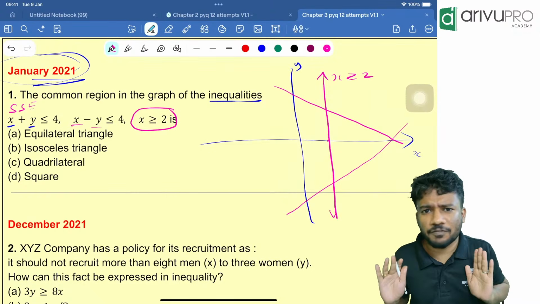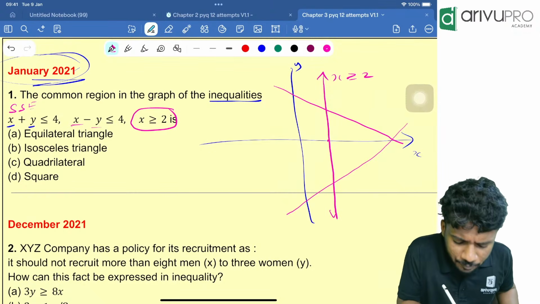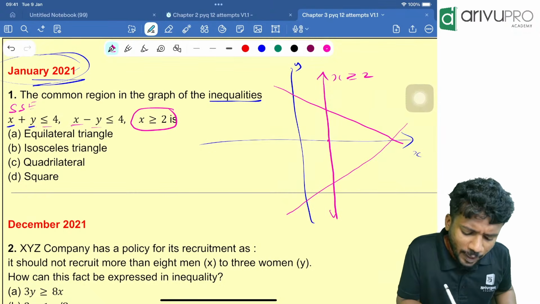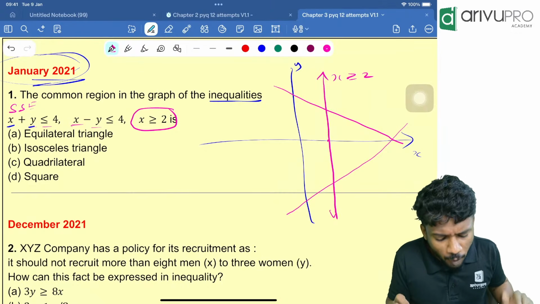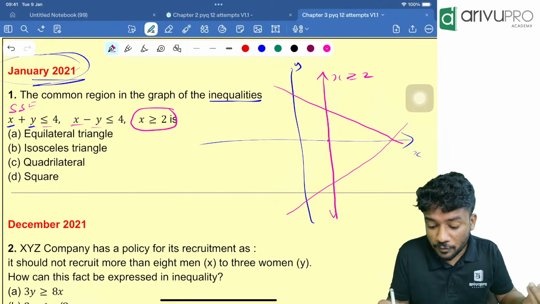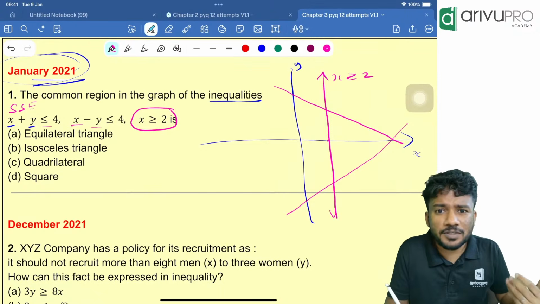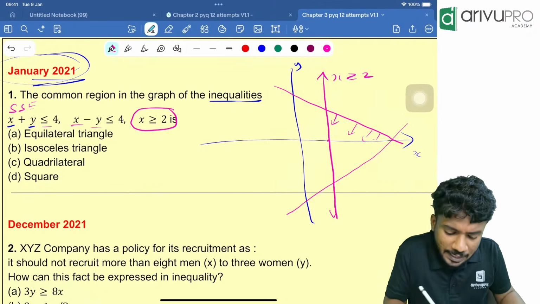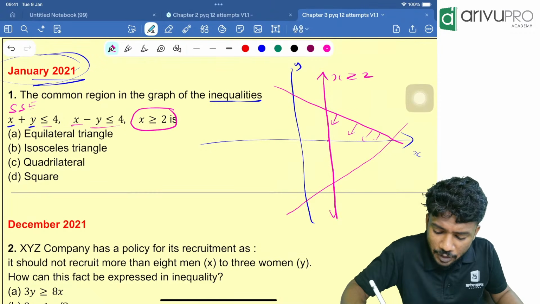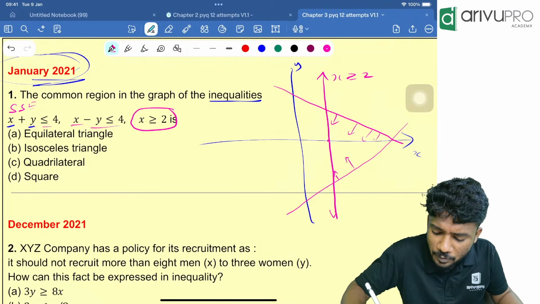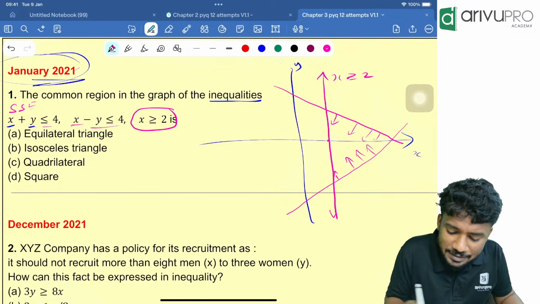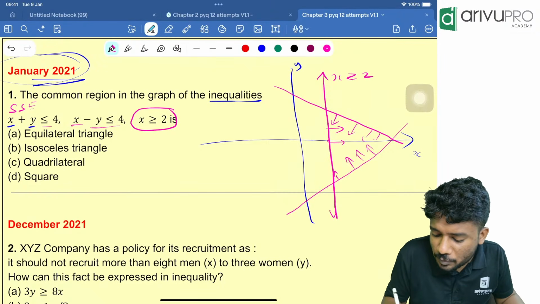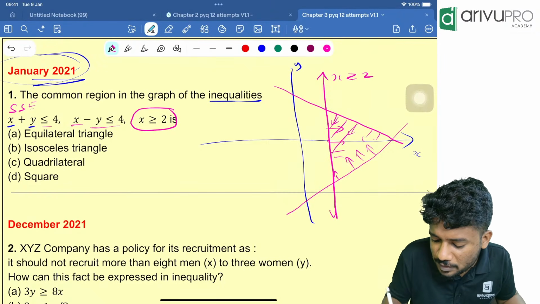Now, this is the graph. Correct? Now you tell me. x plus y greater than or equal to 4. What do you mean? Sorry, less than or equal to 4. That means the graph should be towards the origin. Similarly, x minus y is less than or equal to 4. That also, the graph will be towards the origin. Then x is greater than or equal to 2. That will be towards here. That means the shaded area is the triangle in between.